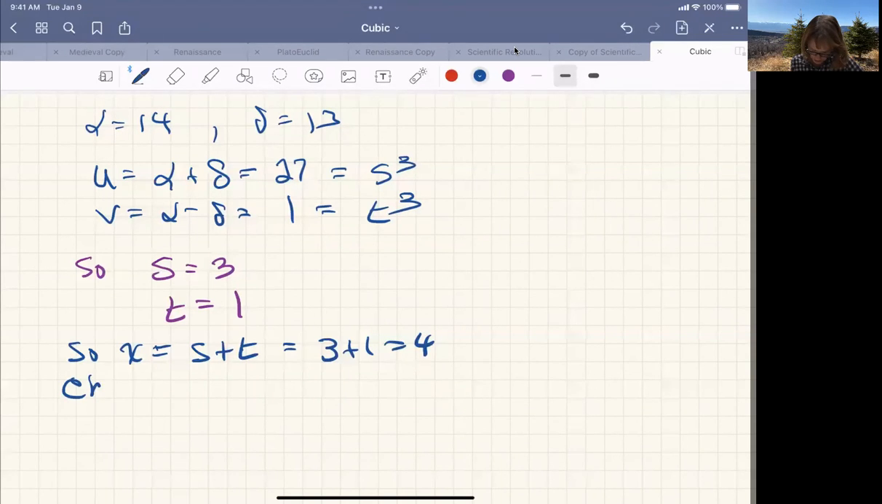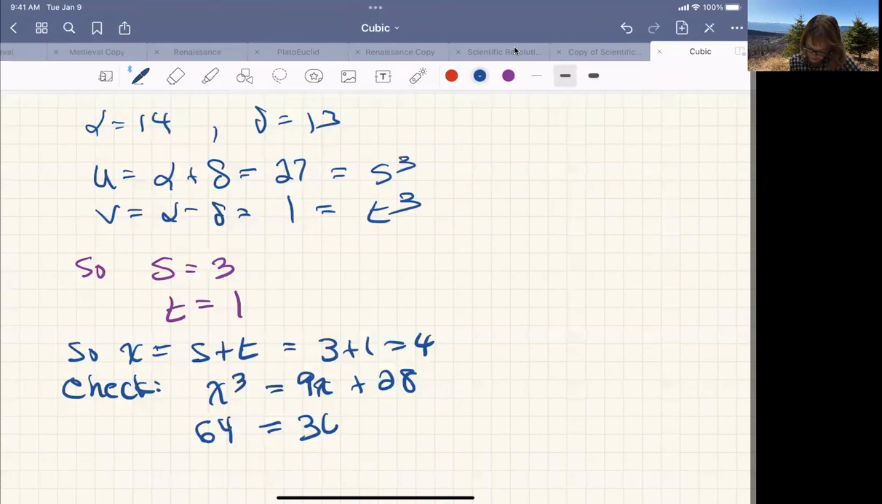And then we can go ahead and check our work. So the equation was that x cubed is equal to 9x plus 28. So 4 cubed is going to be 64. And then 9 times x is going to be 36 plus 28. And is that true? Yes. So it looks like we solved it correctly.